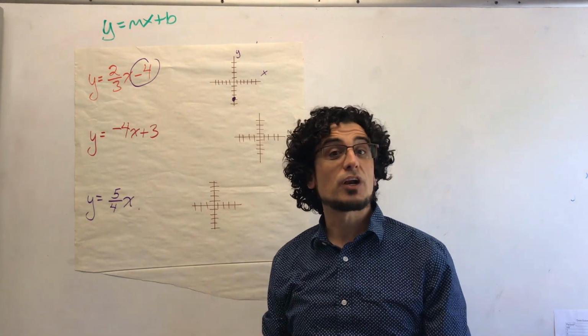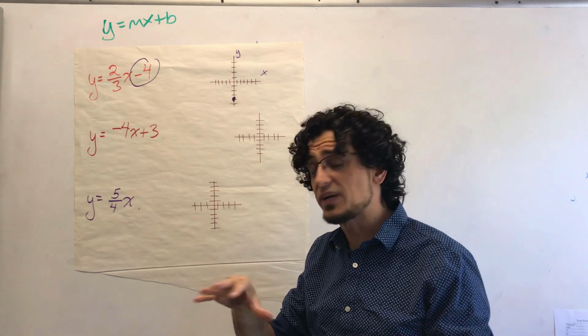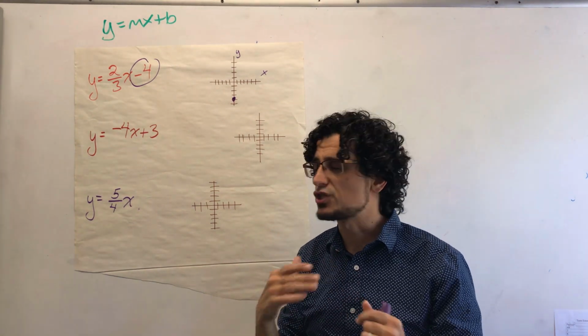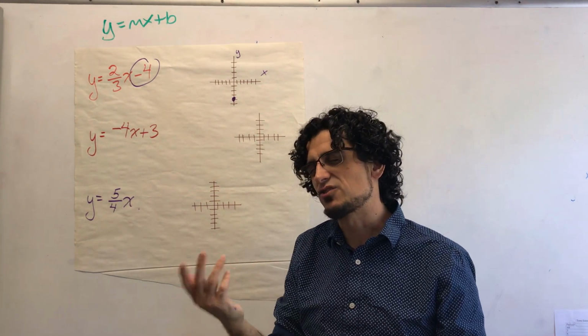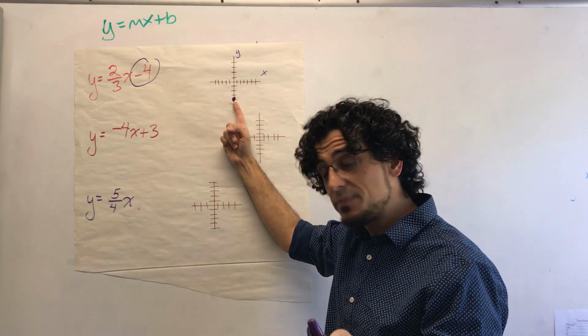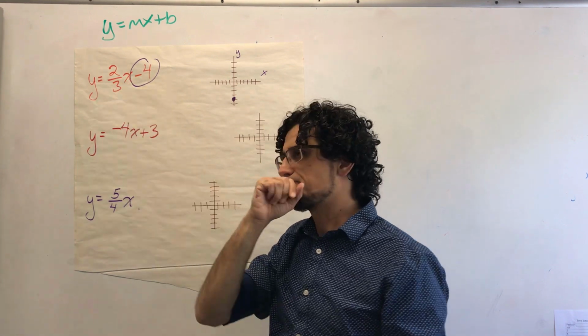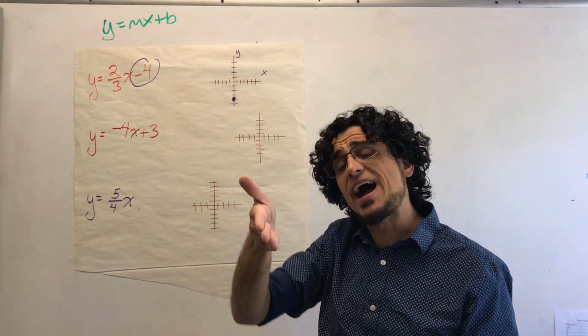Then I want to find where the next point is. Now this is kind of like the fast hack. You can also create a table and plug in, which is a beautiful method. But if you're just going to go fast and sloppy, this is the way we go. We start with the y-intercept, and then we use our slope. In this case, our slope is 2/3, and as we said, my slope is rise over run.